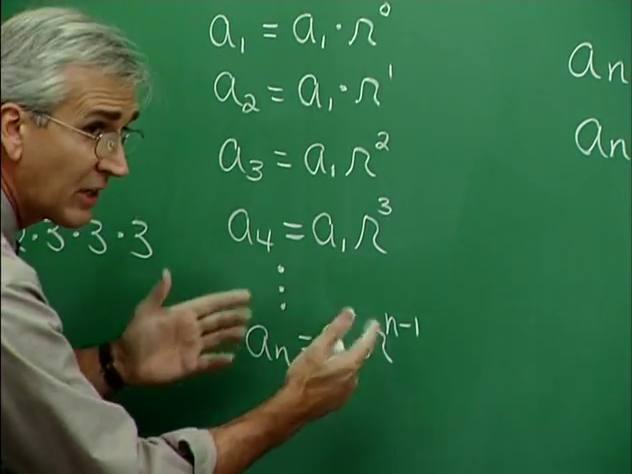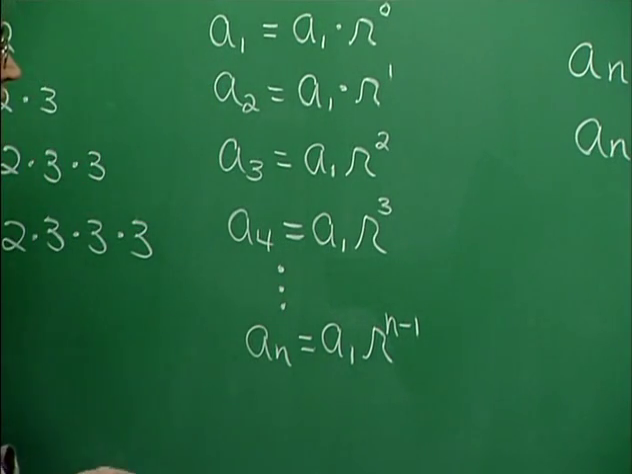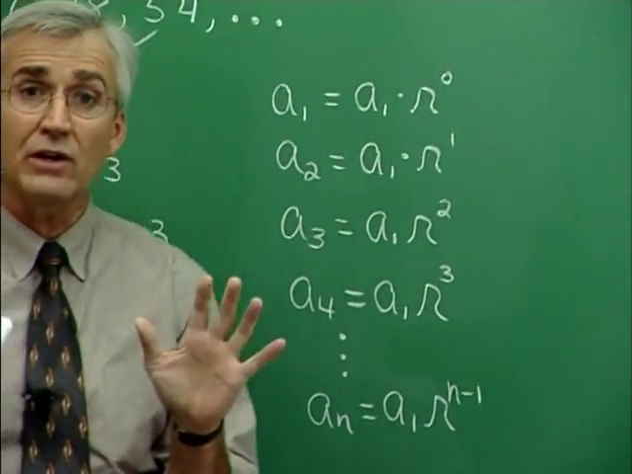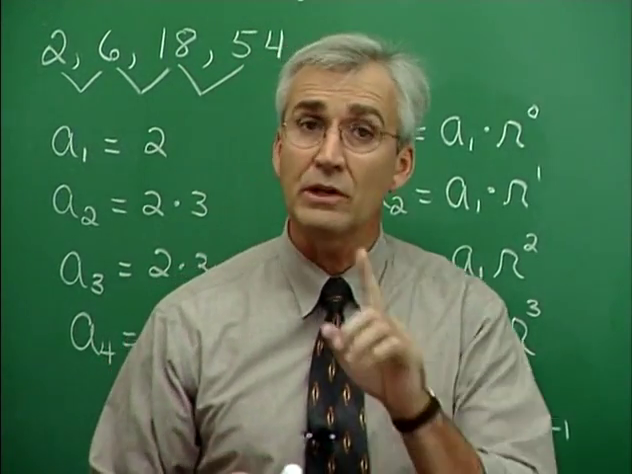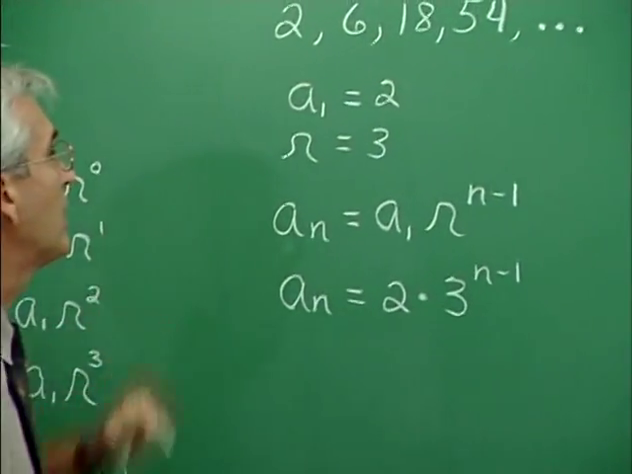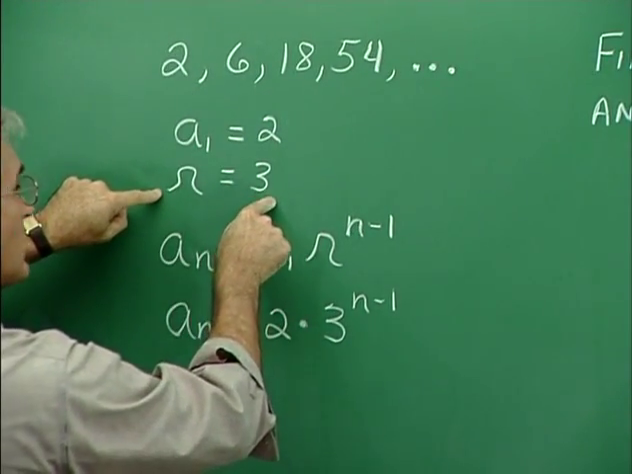You see, we had the n minus 1 involved in the arithmetic sequences before, and now we see it again on our geometric sequences. Well, using this idea, we can generate an expression for the nth term, and we do that like this. Here's the geometric sequence we started with. We know that the first term is 2 and the common ratio is 3.